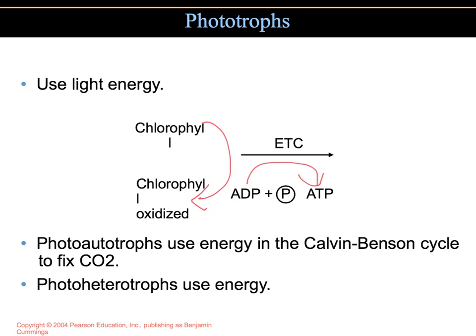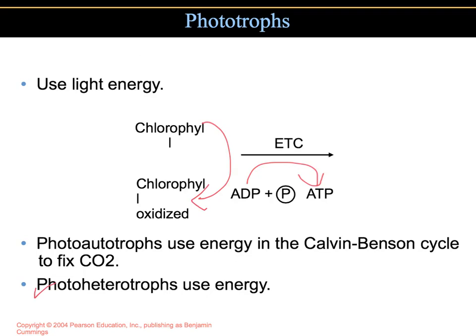We have phototrophs that use light energy, and photoautotrophs use energy in the Calvin cycle to fix carbon dioxide. We also have photoheterotrophs. These use a light source as energy, but they cannot convert CO2 into sugar. So for their sources of carbon, they use alcohols or fatty acids or other organic compounds and carbohydrates. The green and purple non-sulfur bacteria are photoheterotrophs.